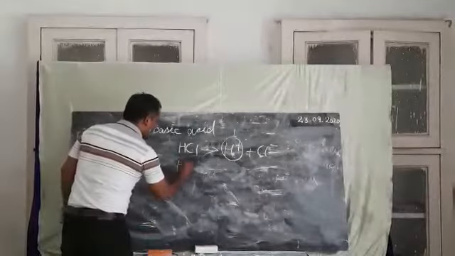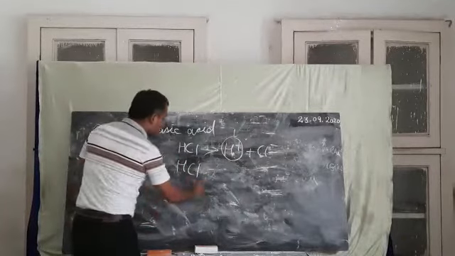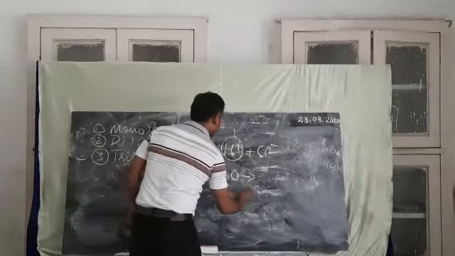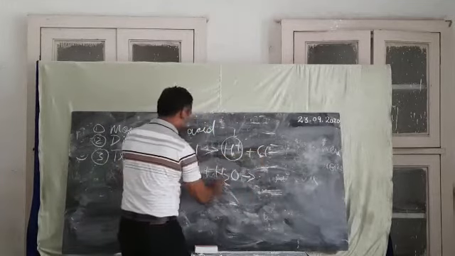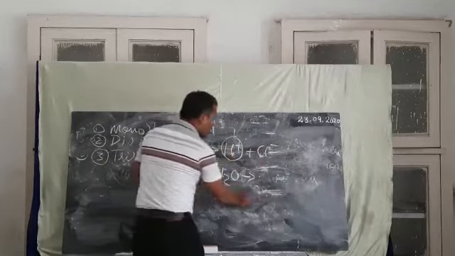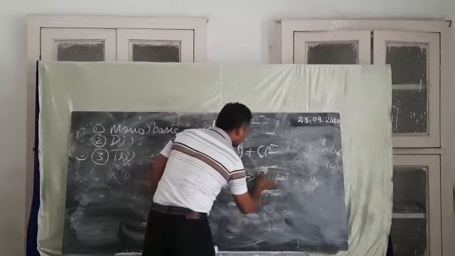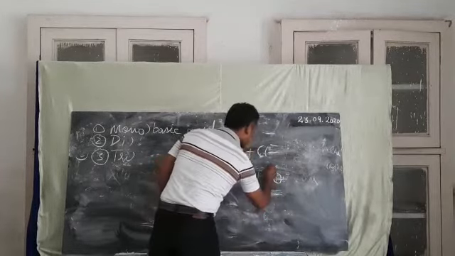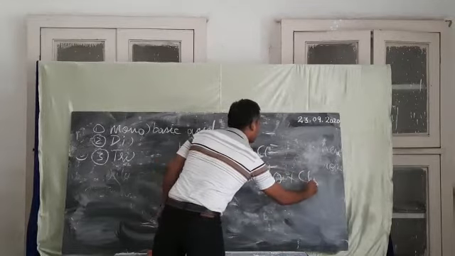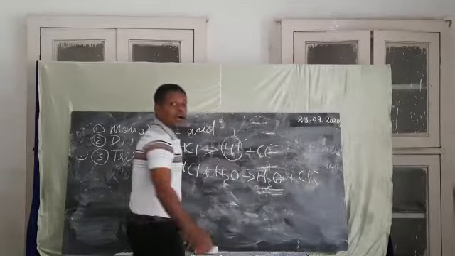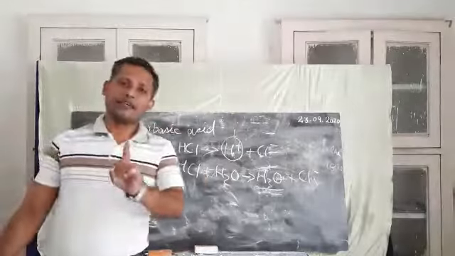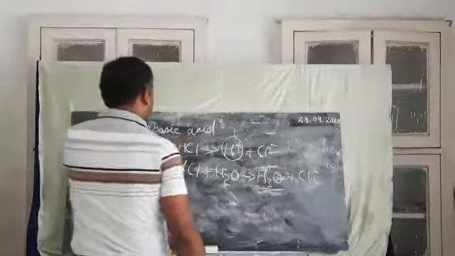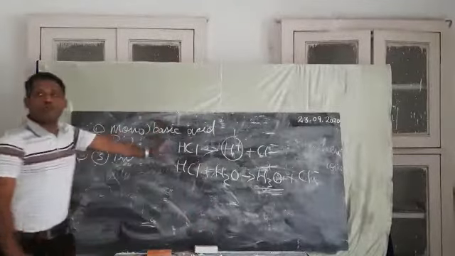Now the reaction will be like this: HCl, you dissolve it in water, H2O, it will give H plus and Cl minus. So this H plus combines with H2O to give H3O plus and Cl minus. So this is called hydronium ion. So when one molecule of an acid gives one hydronium ion or one H plus ion, it's called a monobasic acid.